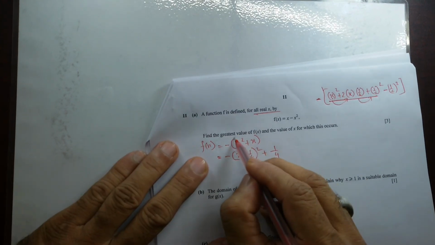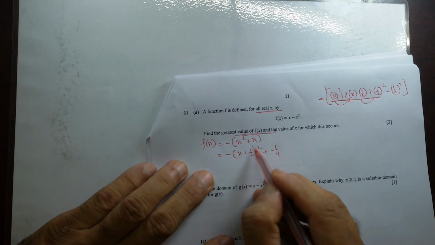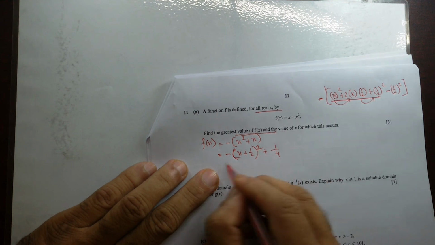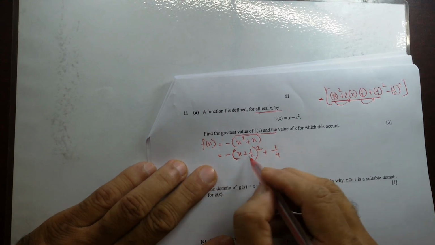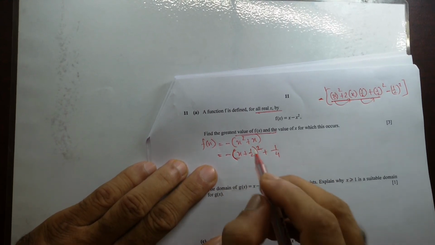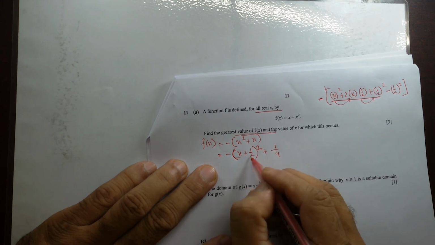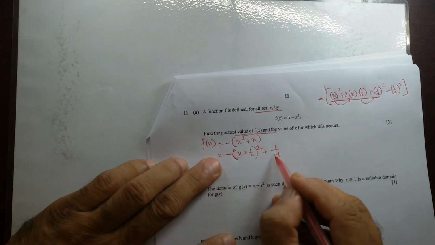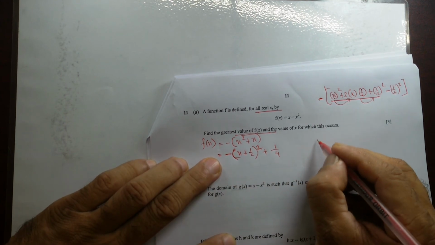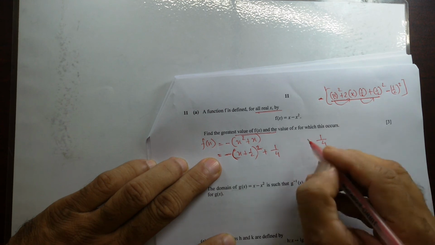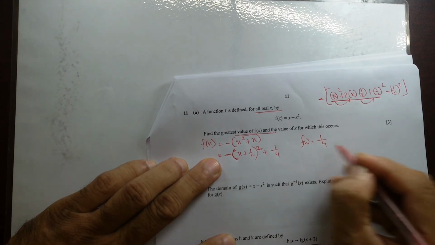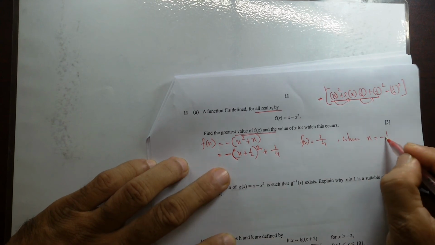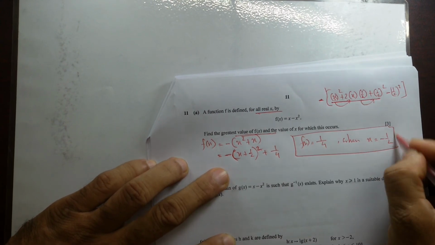Now it says the greatest value of f of x. This is a non-negative value over here. It's a square, so it's never going to be negative. So the lowest value it can get is 0 when x equals minus half. So since this is negative, the greatest value of f of x would be 1 by 4 when x equals minus 1 by 2. That's the answer over here.